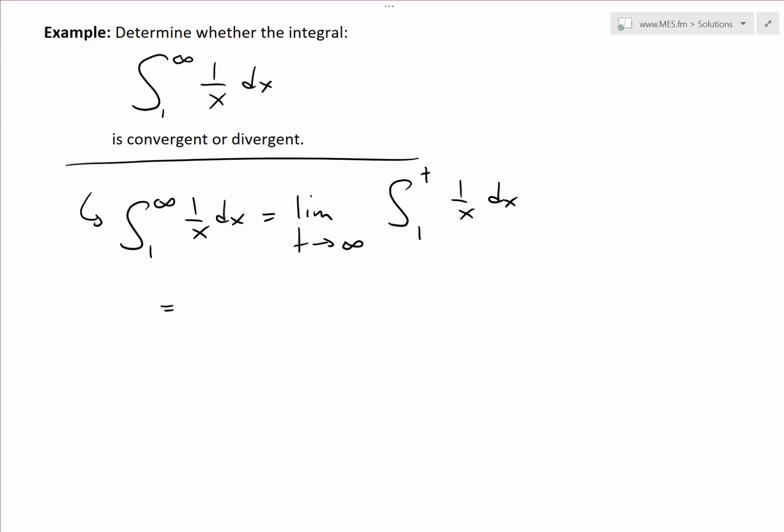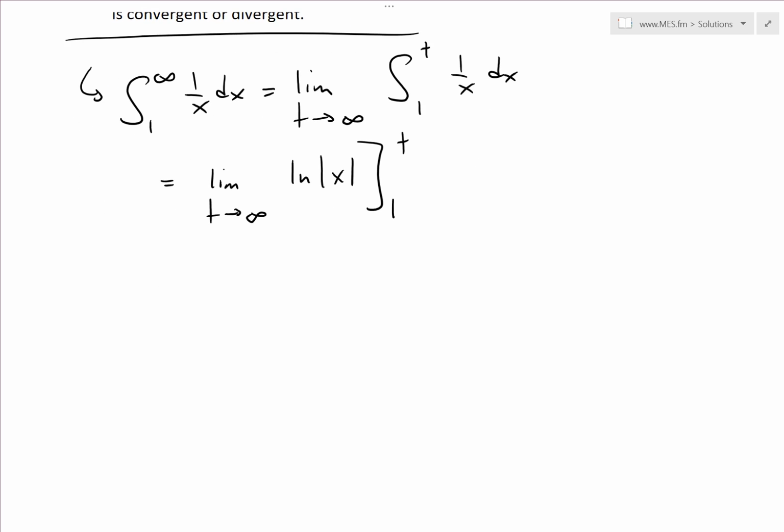So this equals the integral of 1 over x. That's just ln absolute value of x. You can see my earlier video in the link below on the proof of that. So this equals the limit as t approaches infinity, and the integral is going to be ln of absolute value of x, and this is from 1 to t, so we're evaluating it from there.